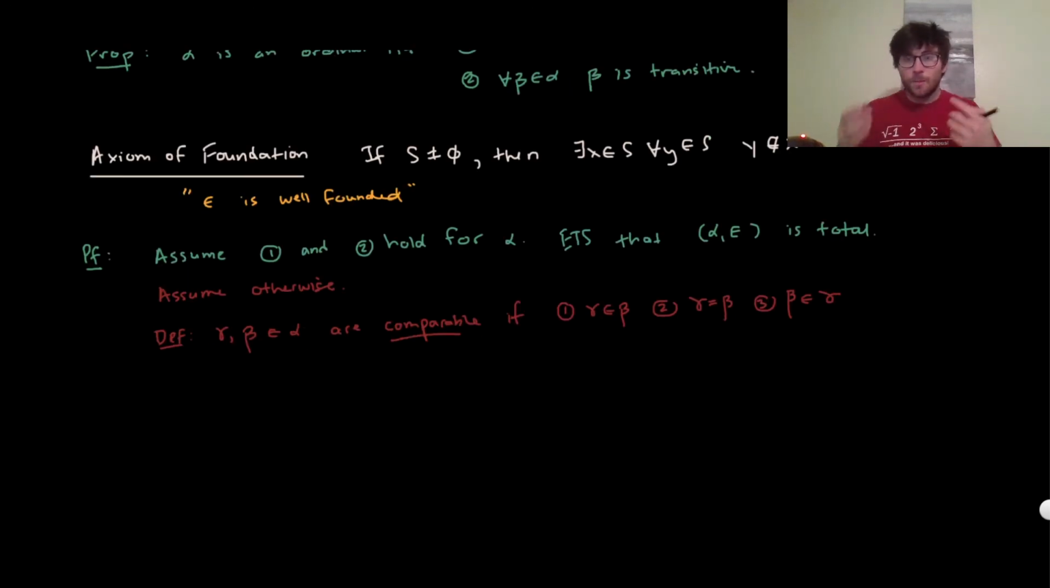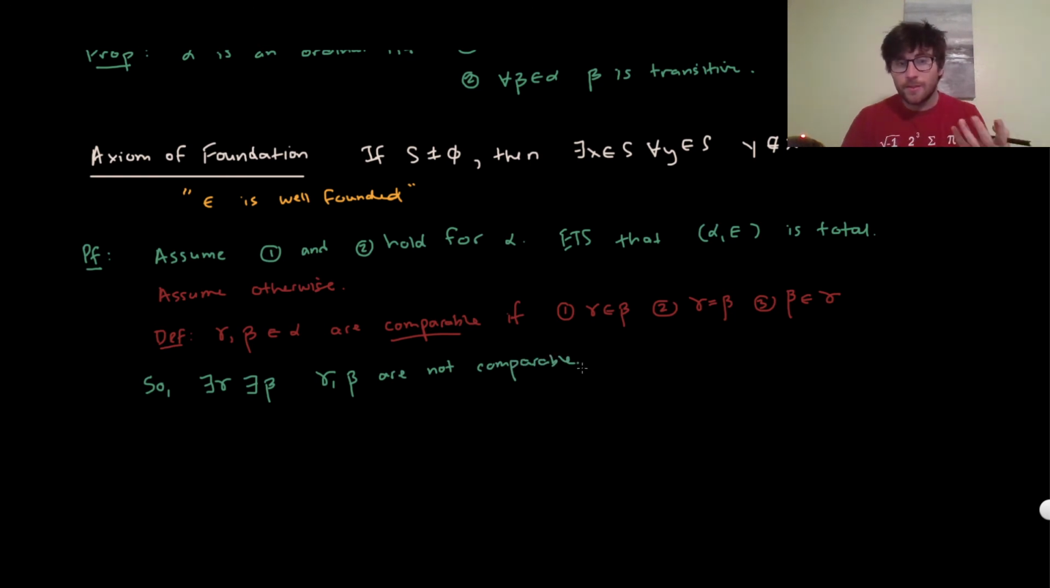And so what does it mean to be total ordering? It means that all elements of alpha are comparable. So if we're assuming otherwise, it means that there are two elements that are not comparable. Since we're assuming otherwise, there's some gamma and there's some beta, both in alpha, such that gamma and beta are not comparable. So in other words, they're not the same, and it's not the case that gamma is in beta or vice versa. And so this is when we're going to start appealing to foundation.